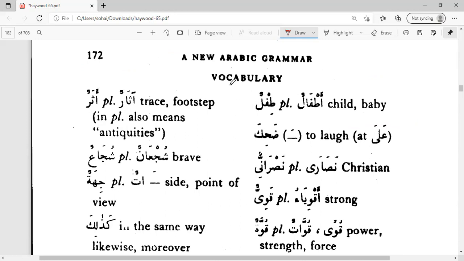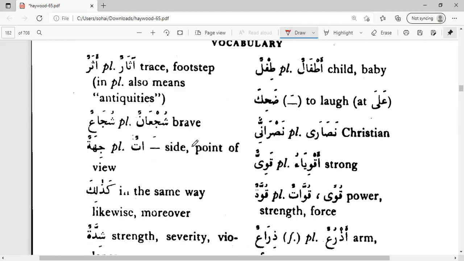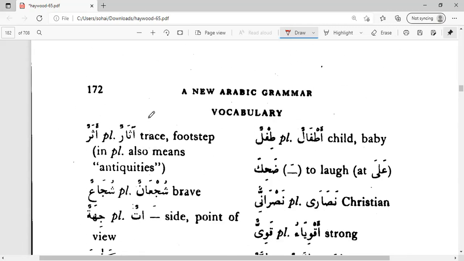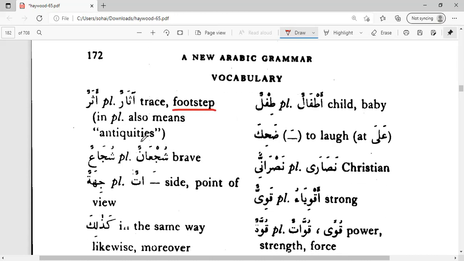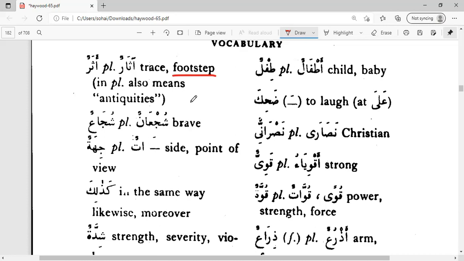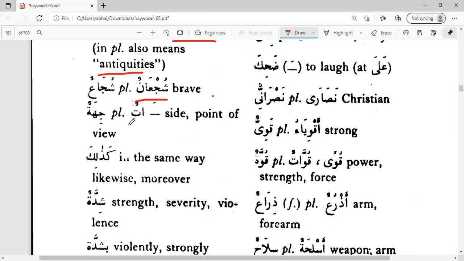So, vocabulary. Now, this was a bit shorter than the previous chapter's rules, which is good. Asrun, broken plural asarun, means trace, footsteps. Okay. Shuja'un means brave. The plural is shuja'anun. Okay. Jihatun means side, point of view.